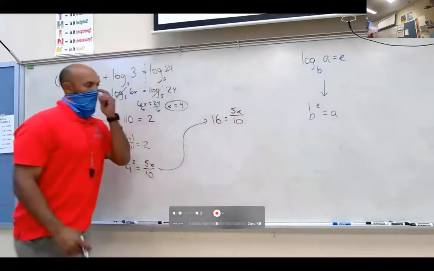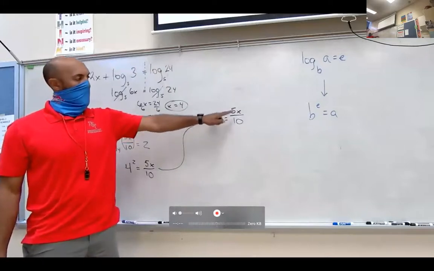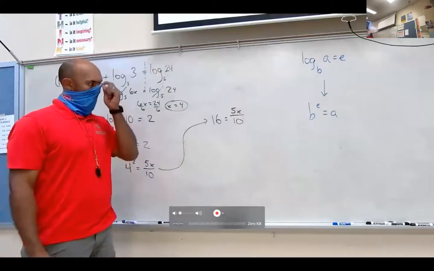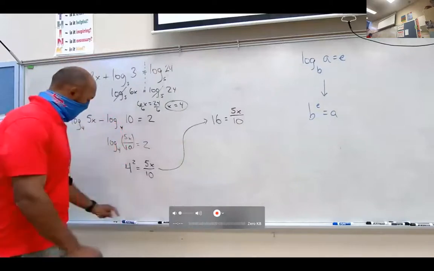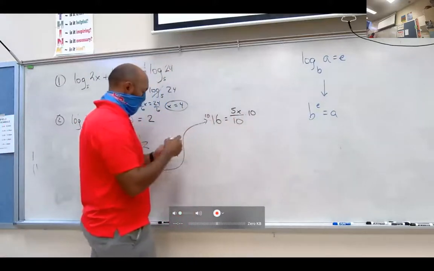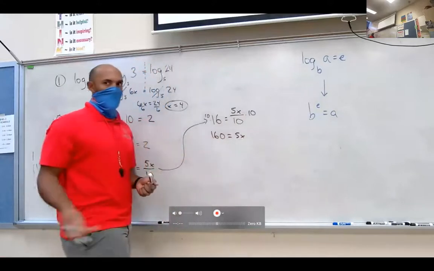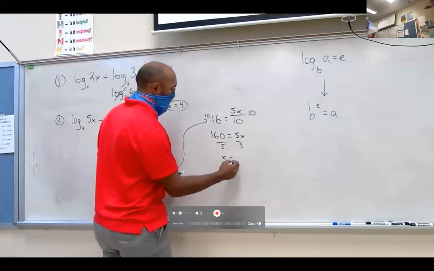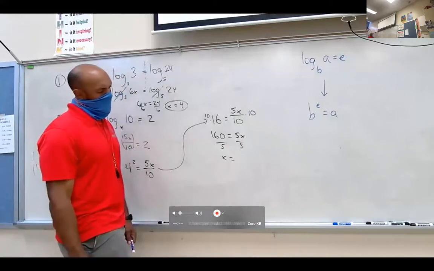All right. Now we've got a rational or a fraction over here. How can we solve that now? Can you multiply both sides by 10 to cancel out the 10? Yeah, let's get rid of the 10. Get rid of the denominator. Multiply by 10. Get 160 equals 5x. And then you guys know what to do now, right? 5 by 5. I don't know what that is. It's 20 plus 12, 32.